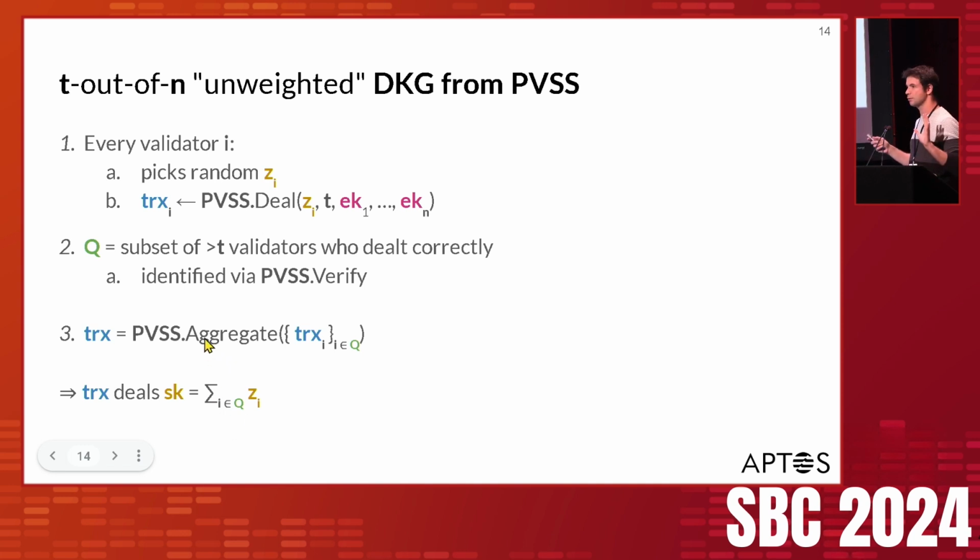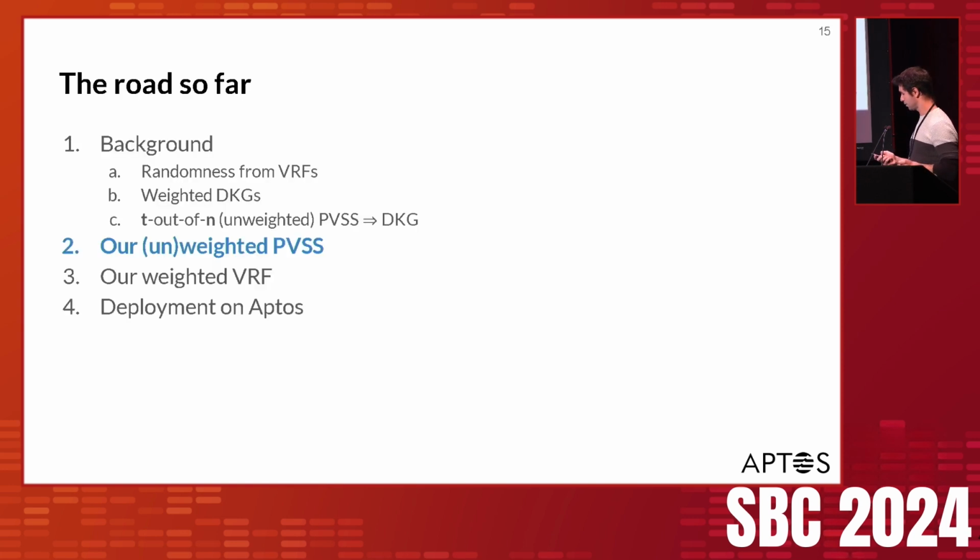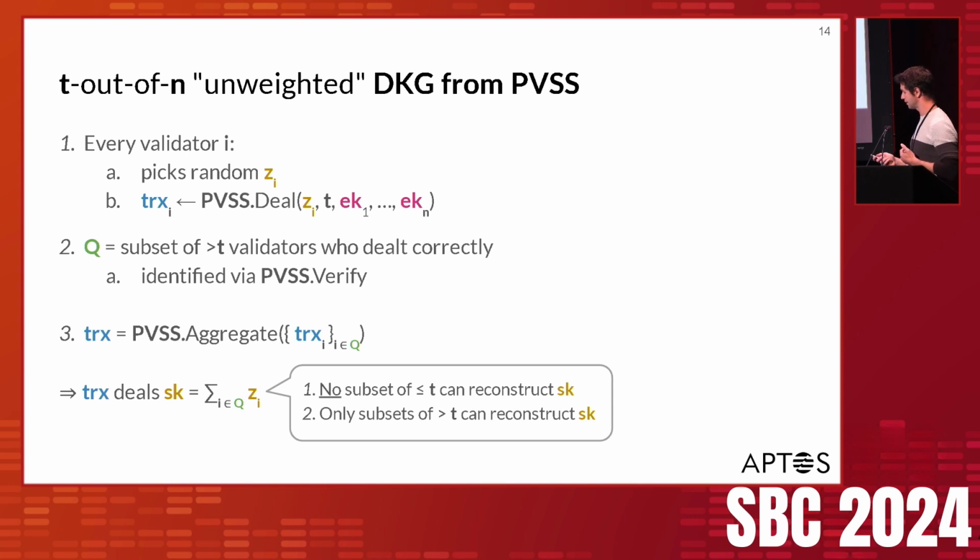So as you can see, it's a very simple protocol. You can think of it as dealing PVSS in parallel, figuring out who did that correctly, and then defining that as the shared secret. And again, the property that you get is that no subset of size less than or equal to t can reconstruct the secret key, but only subsets of size greater than t can. So that's how you get a DKG from a PVSS.